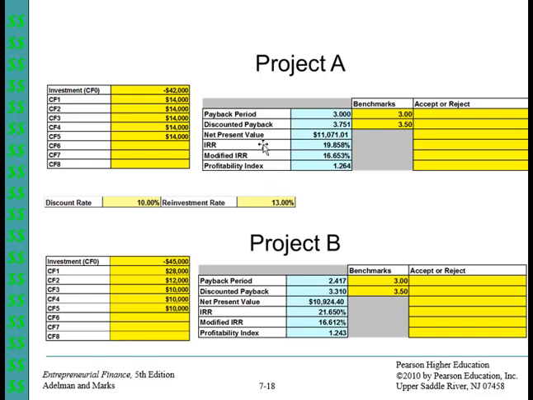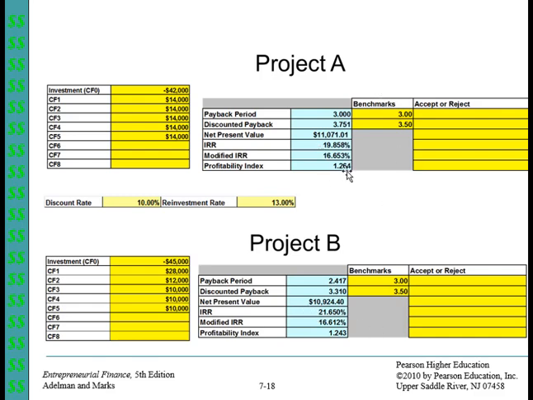If you look at the net present value, Project A is $11,000, and B is $10,000. Both of these are positive. So if we could do both of these projects, we would like to do both of them. Both of these projects will increase the value of the company, the worth of the company. However, if we can only do one, we want to do Project A because its number is higher. It will increase the value more than B will.